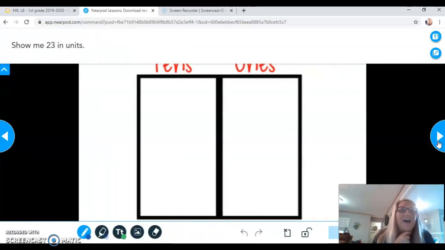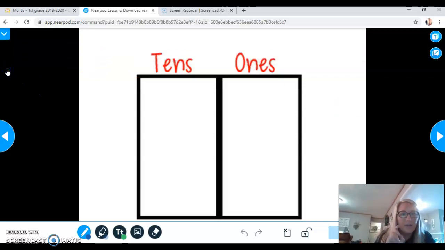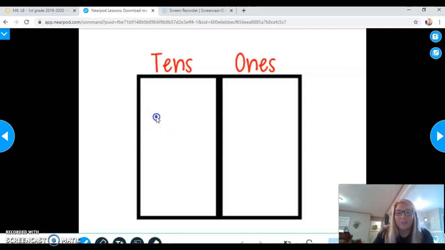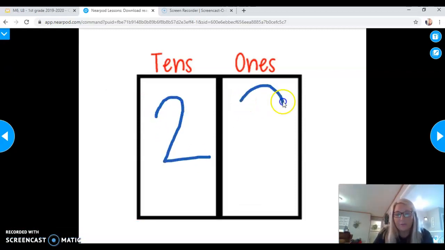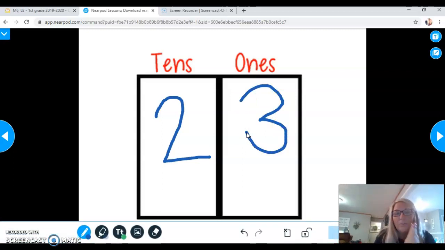But that's okay. Okay, show me 23 in units. Again, don't be confused with units because it's a new vocabulary word we're using. It's the same as what we talked about with digits, okay? And we see on the screen that there is a place value chart. So 23 in units. 23 has 2 tens and 3 ones. So if we would bring back that units vocabulary, we would say that 2 is a unit, and 3 is a unit.